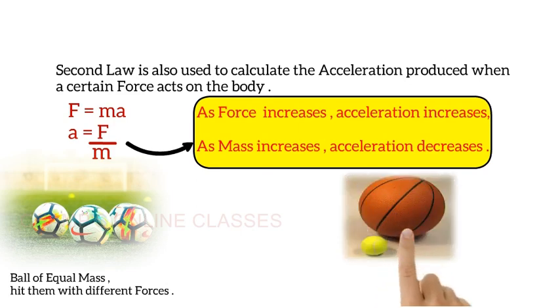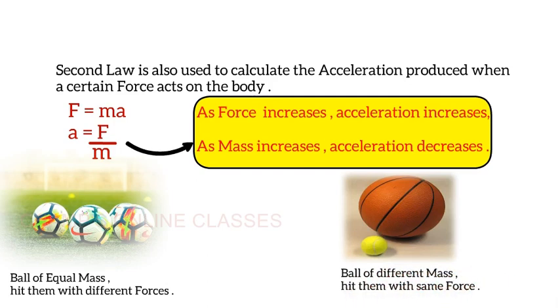Now in the second case, take balls of different masses. Hit them with the same force. You will see that the one with smaller mass will gain higher velocity, that is more acceleration. So here we can see that as the mass decreased, acceleration increased, or we can say as mass increased, acceleration decreased.